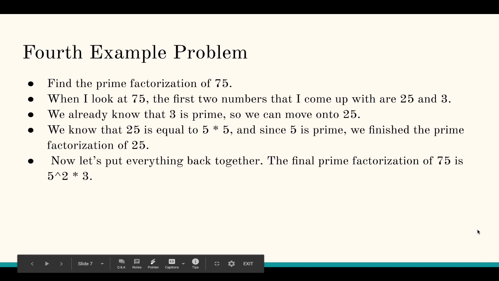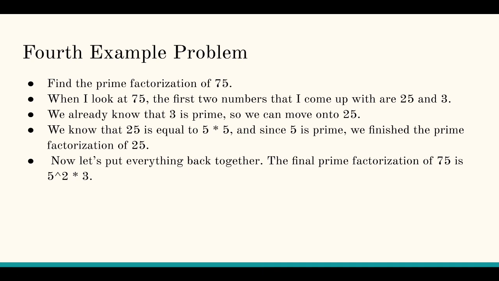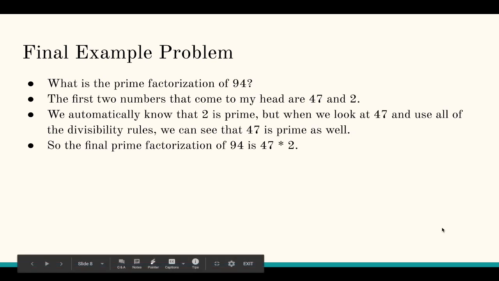Find the prime factorization of 75. When I look at 75, the first two numbers that I come up with are 25 and 3. We already know that 3 is prime, so we can move on to 25. We know that 25 is equal to 5 times 5, and since 5 is prime, we have finished the prime factorization of 25. Now let's put everything back together. The final prime factorization of 75 is 5 squared times 3. Here is the final example problem.